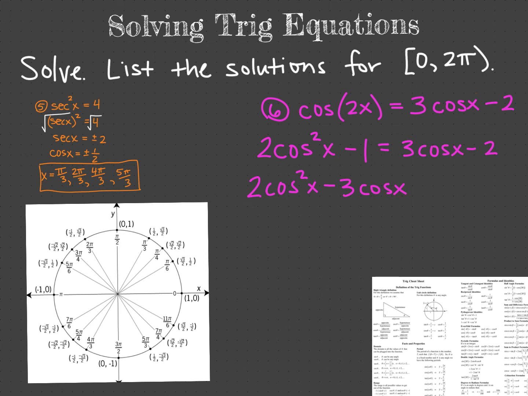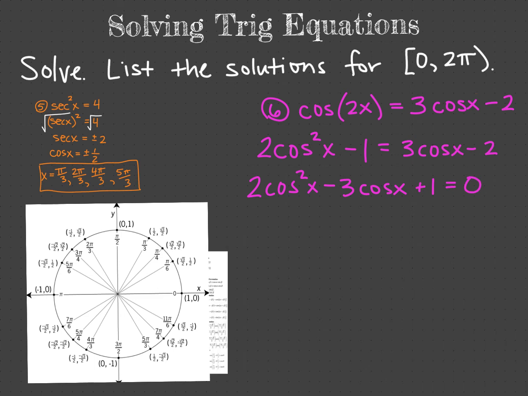Then when we add 2 here, it'll get rid of this. When we add 2 to this, since they're like terms, we'll have a plus 1 equals 0. Now we can clearly see that we have a quadratic.